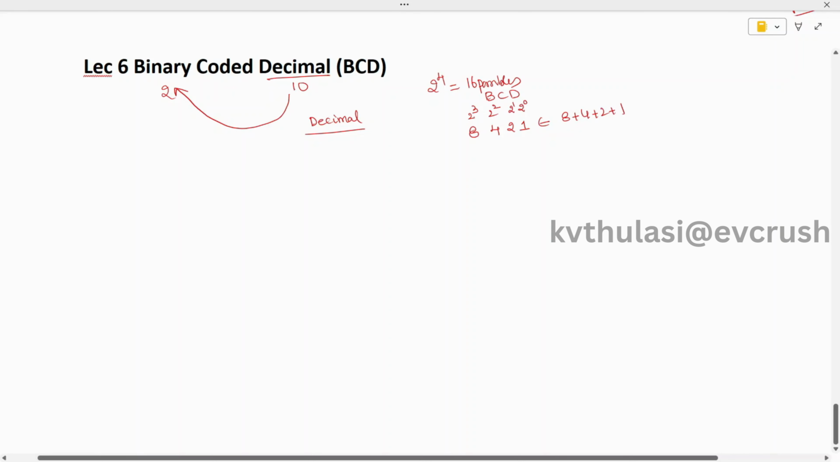So when you add all these values, which is nothing but 8 plus 4 plus 2 plus 1. 8 plus 4 is how much? 12. 12 plus 2 is how much? 14. So totally how many are possible? 15 are possible. Okay, now let us try to start doing this.